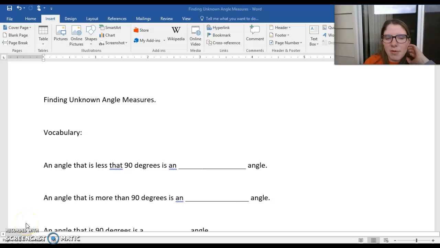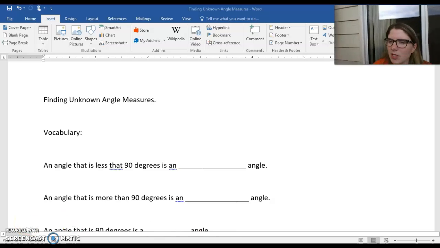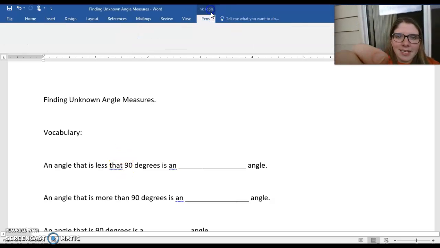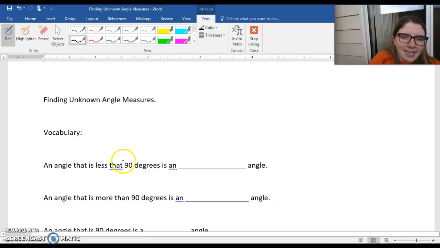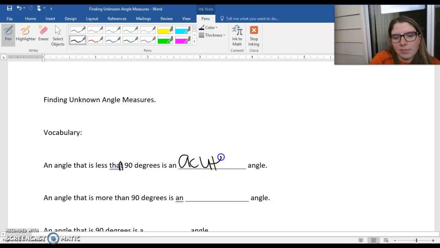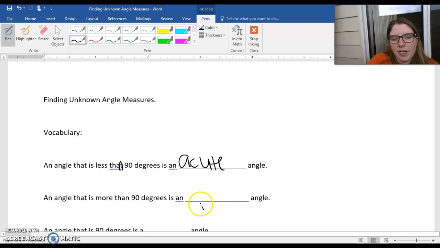Hello, so today we're going to be talking about finding unknown angle measures. So we're first going to go over some vocabulary. An angle that's less than 90 degrees is an acute angle. An angle that's more than 90 degrees is an obtuse angle.